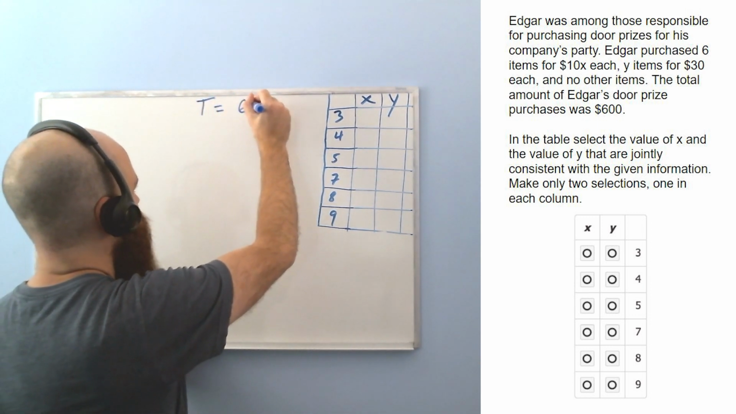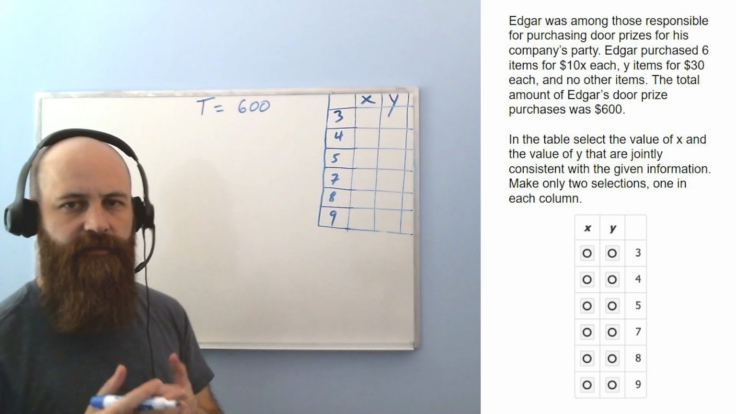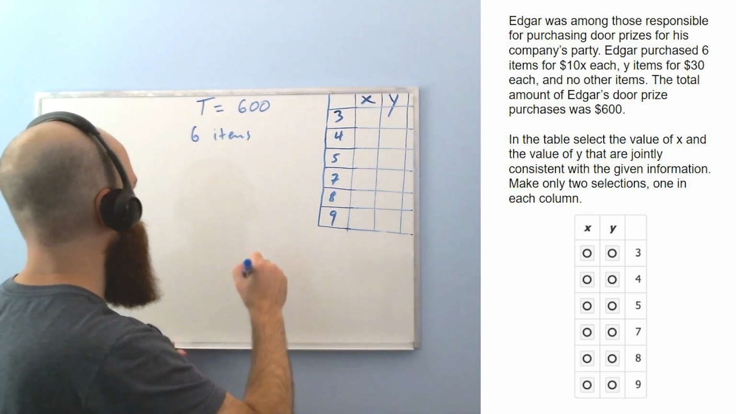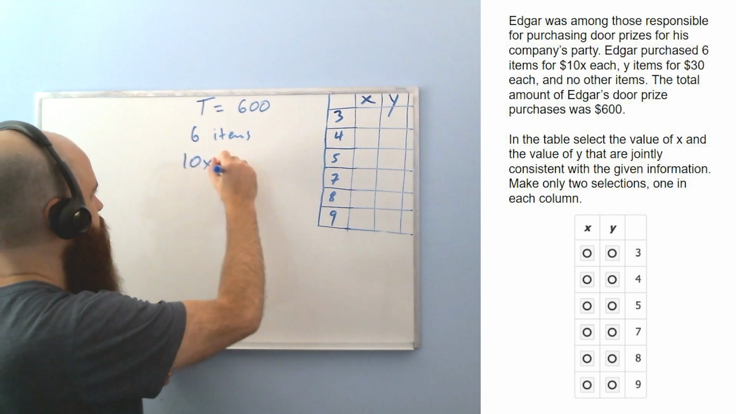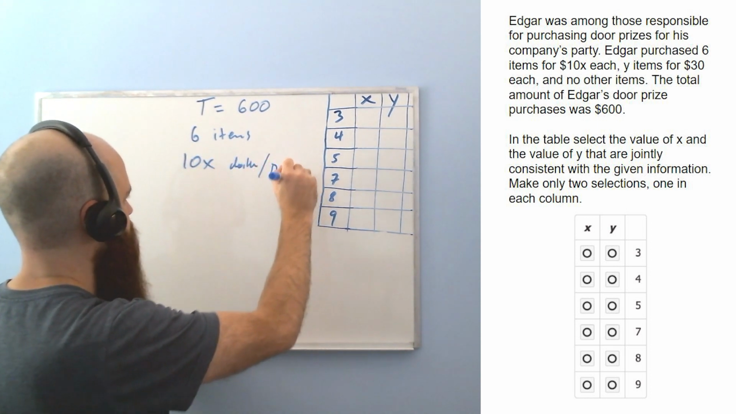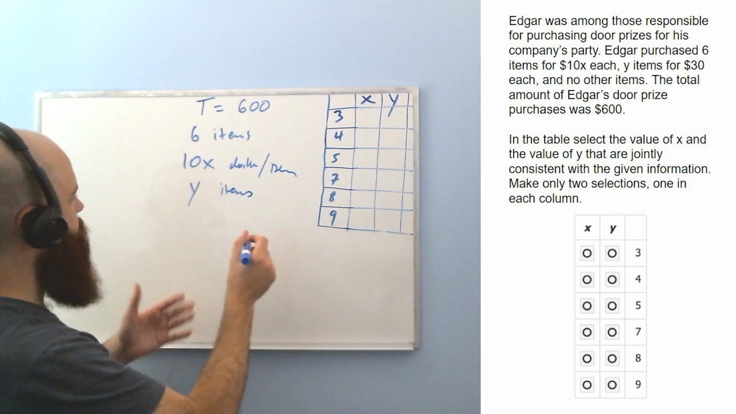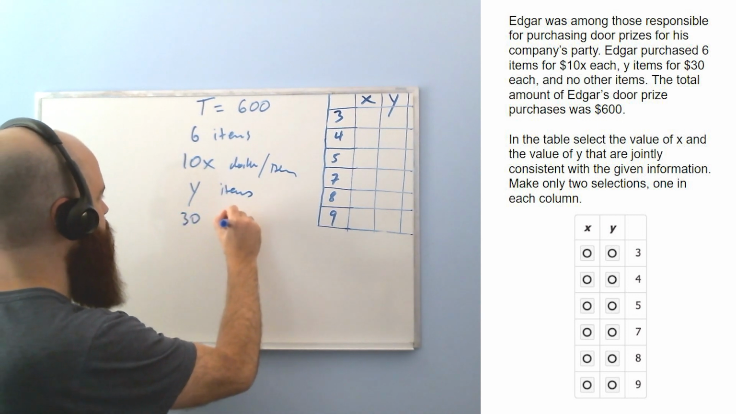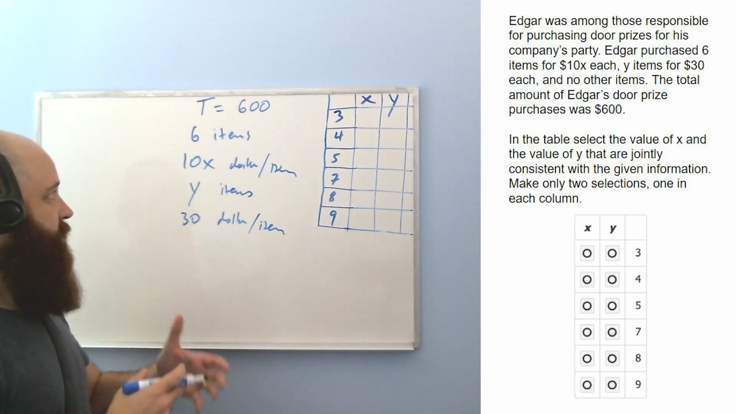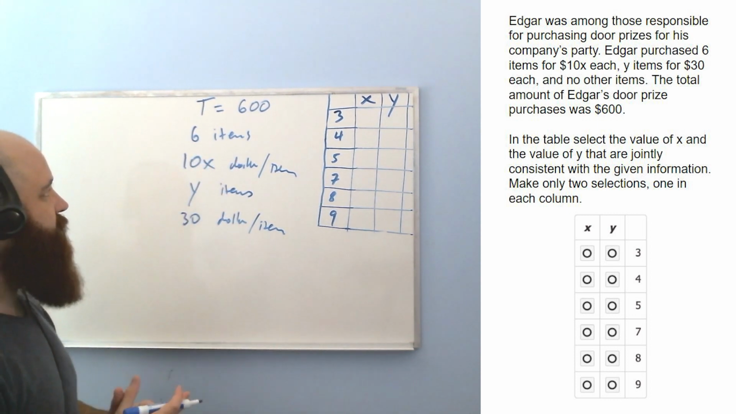Okay, so the total amount that Edgar spent was $600. Okay, I'm going to translate the information I'm given. Edgar purchased 6 items. Okay, so there were 6 items of one type. Those cost 10x dollars each, so it's 10x dollars per item. He went on to buy Y items. These are different items. These cost $30 per item. Okay, no other items. So if I add up the amount spent on the first type to the second type of items, then I'm going to get a total of $600.